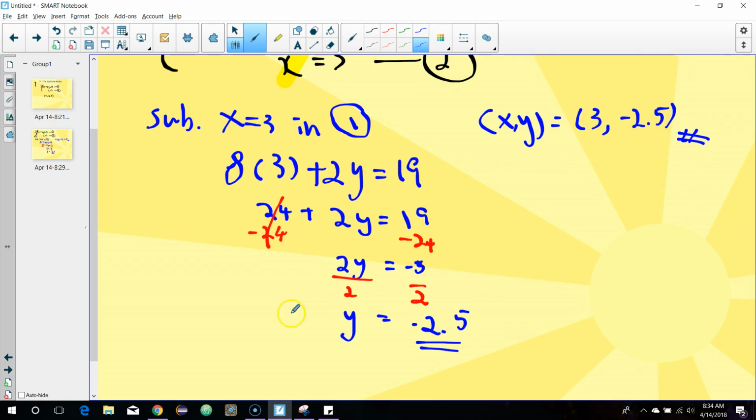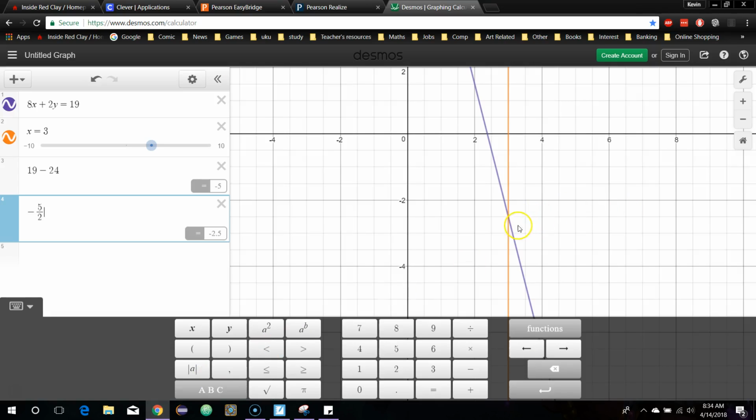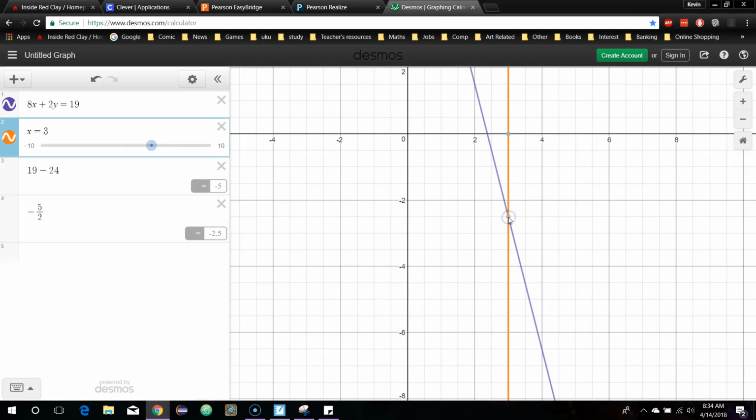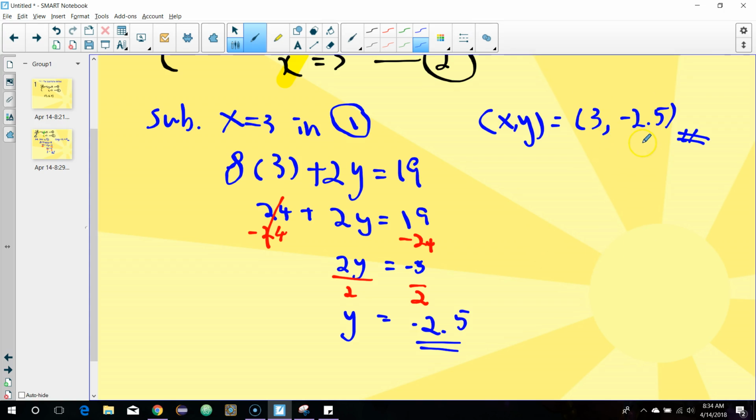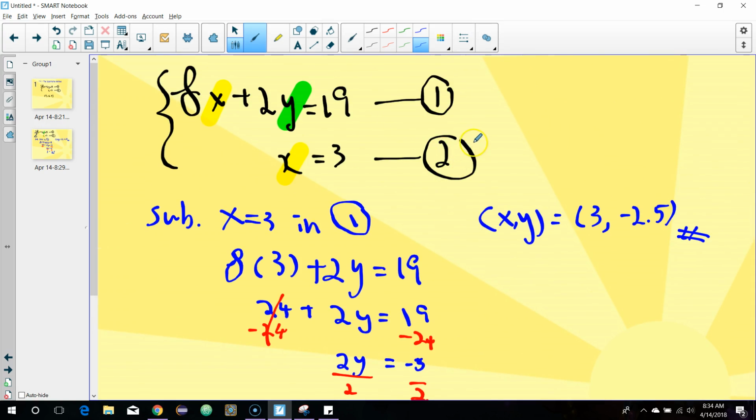I can double check my answer. I can go back to the diagram and see, is that where the intercept is? There you go. 3, negative 2.5. So substitution is another way that you are solving this pair of equations, and you should get the same result as drawing.